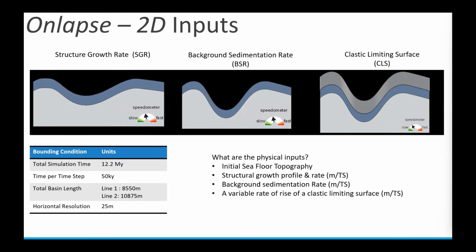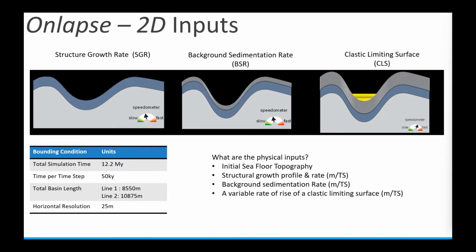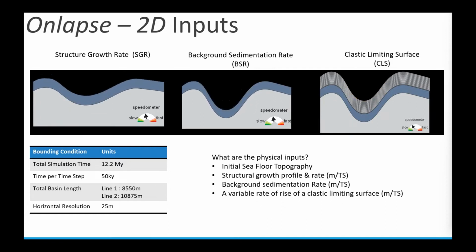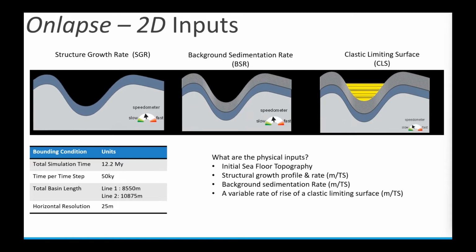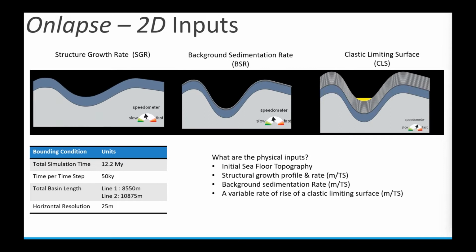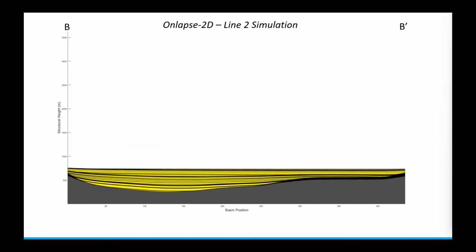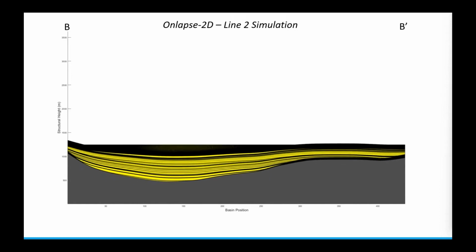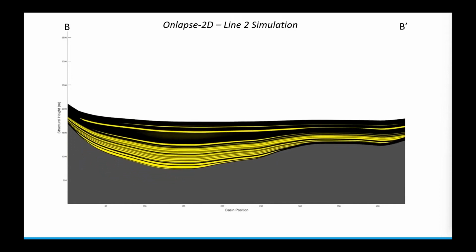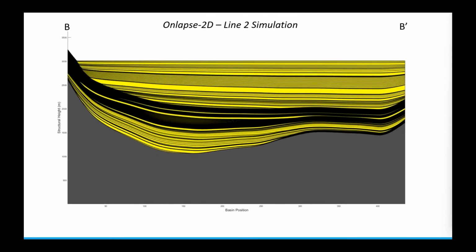The key points here are that these key physical inputs are based on real structures observed from seismic and well data, and they're independent of each other. However, ONLAP combines them using simple rules to create realistic looking basin architectures, such as this, which is the tectonostratigraphic evolution of line 2. And here we have the position of well A.